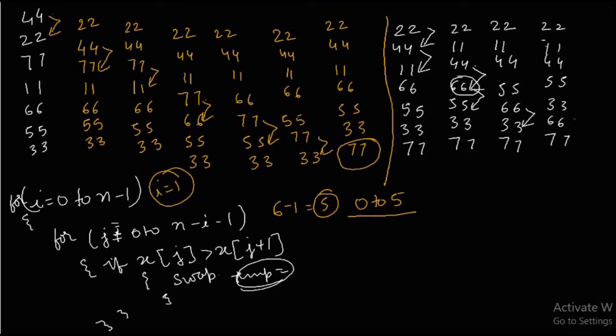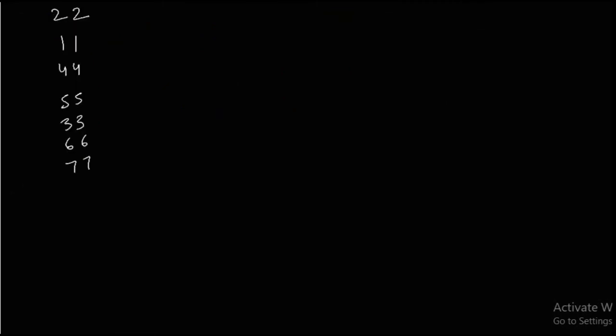Now we are having 5 and 6. So 5 and 6 we will compare, and since it is not greater, it is not going to swap. And here the inner loop is completed, and in this way, in the second loop we have the second largest element 66 at the second last position. Okay. So now what we are going to do, we are running the next pass.